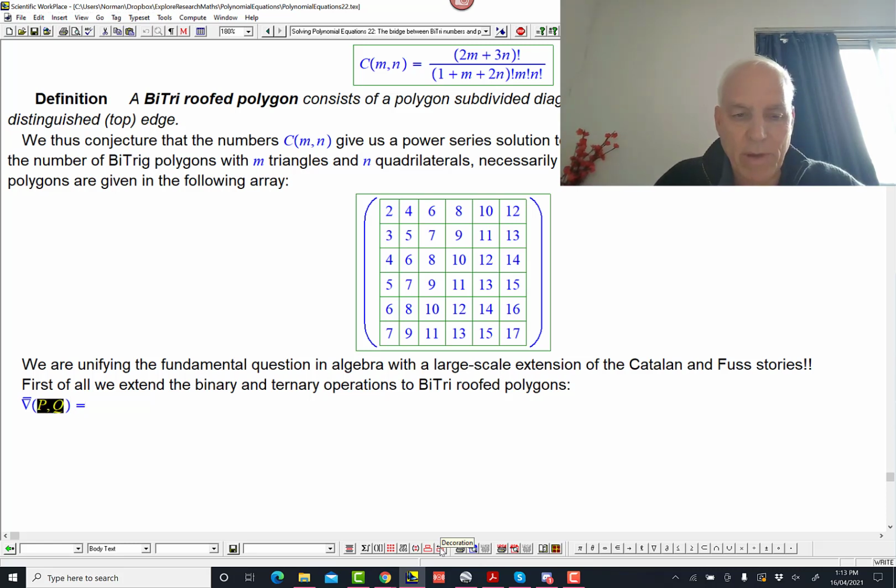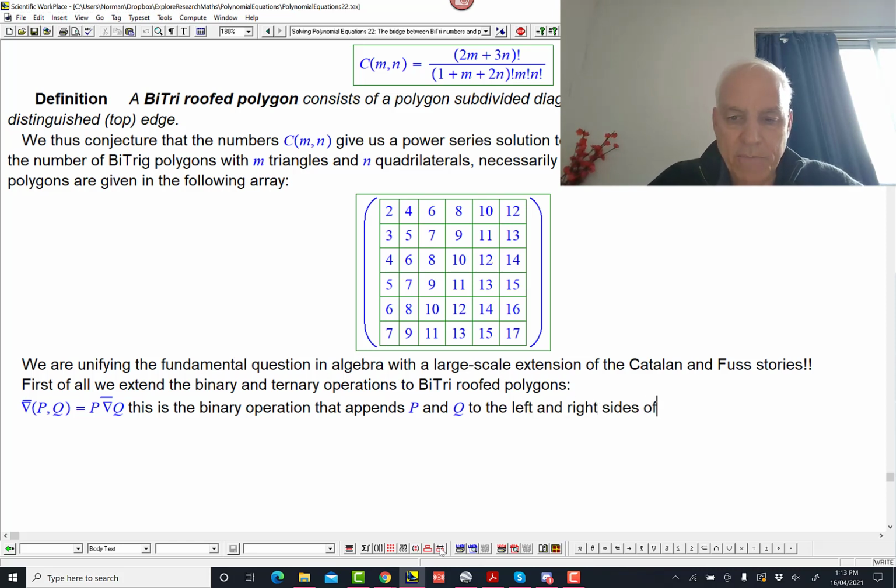It's just what we did before, but I want to write it in a slightly different way because I'm thinking about generalizing this to higher numbers. So let's put something in there. This is supposed to be P, and then the triangle, then Q. This is the operation that we were talking about last time. So this is the binary operation that appends P and Q to the left and right sides of a roofed central triangle. We're just introducing a slight variant by putting the operator out in front. Is that all right?